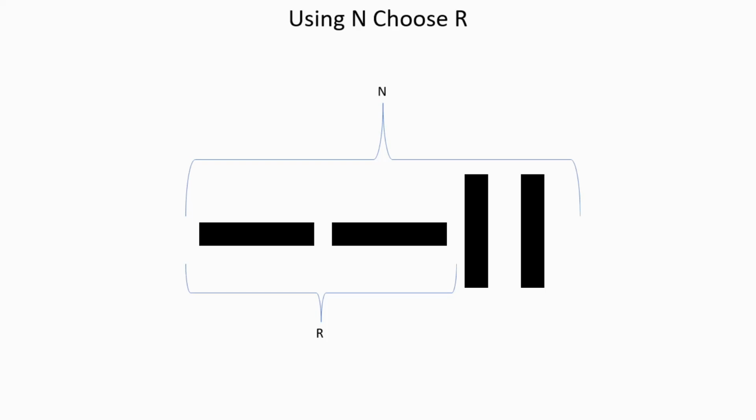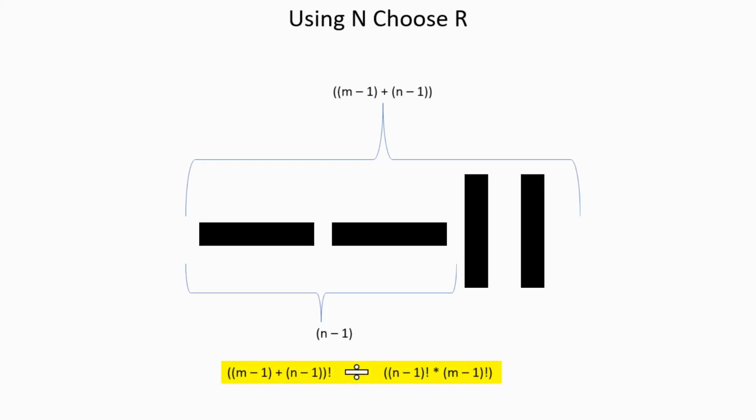So n will be m minus 1 plus n minus 1, because that's the total number of rods. The number of vertical rods is n minus 1, so it becomes (m minus 1 plus n minus 1) factorial divided by (m minus 1 plus n minus 1 minus (n minus 1)) factorial times (n minus 1) factorial, which simplifies to (m minus 1) factorial times (n minus 1) factorial. If we chose m minus 1 as r instead, it would simplify the same way, so we'll get the same answer.